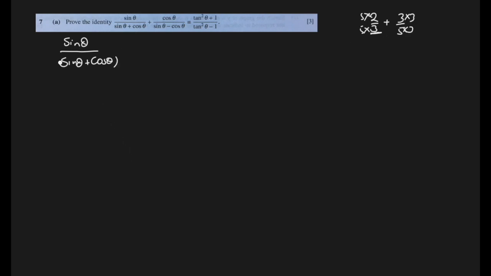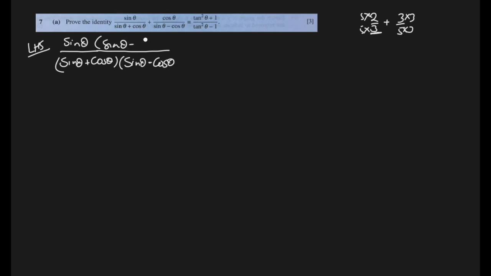We'll multiply the first term of the left hand side. This is the left hand side I'm concentrating on. And I have prepared a video on many identities. I will put a link in the description. Please watch that video. It will help you to prove identities in future too.